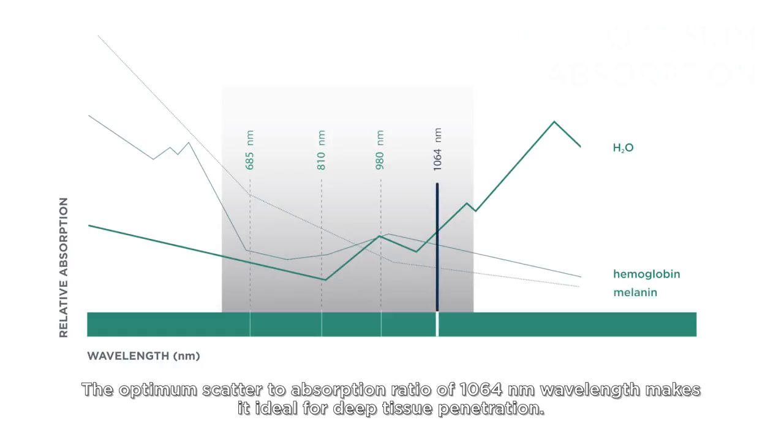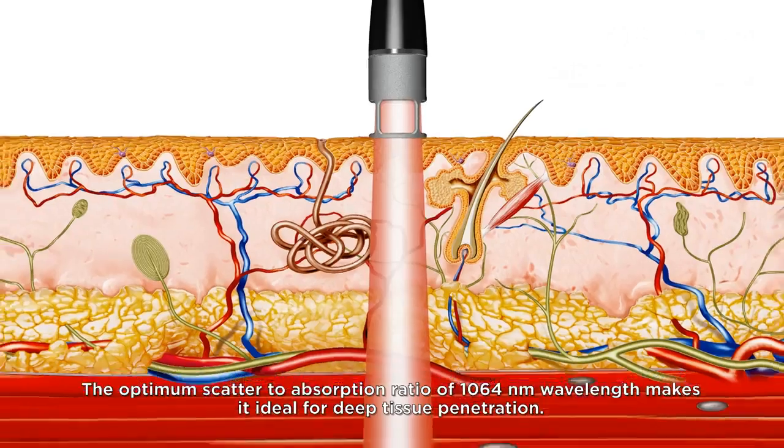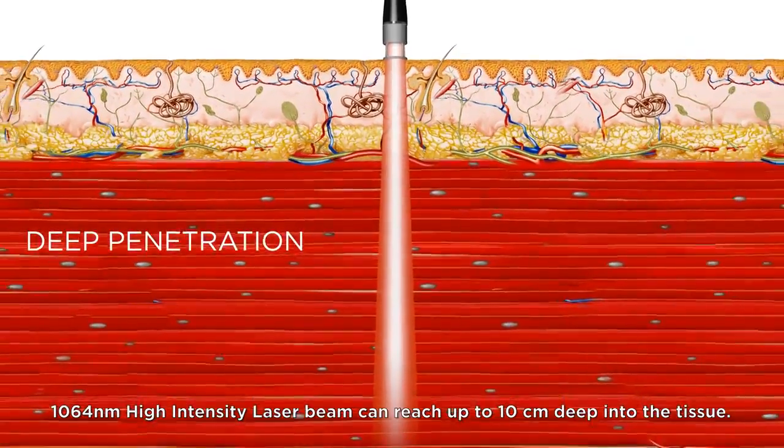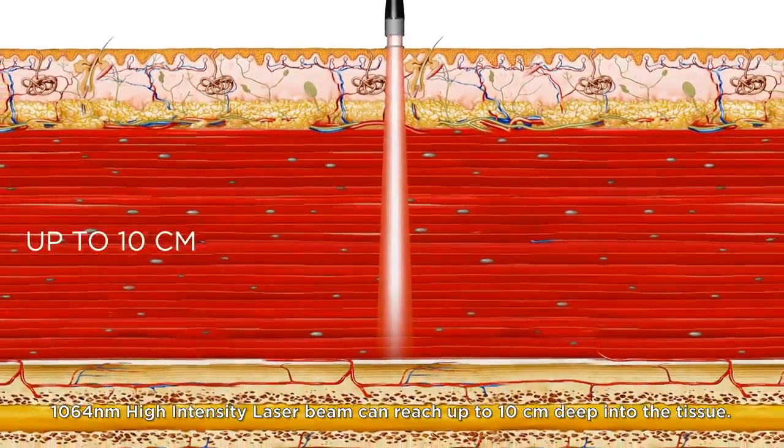The optimum scatter to absorption ratio of 1064 nanometer wavelength makes it ideal for deep tissue penetration. A 1064 nanometer high-intensity laser beam can reach up to 10 centimeters deep into the tissue.